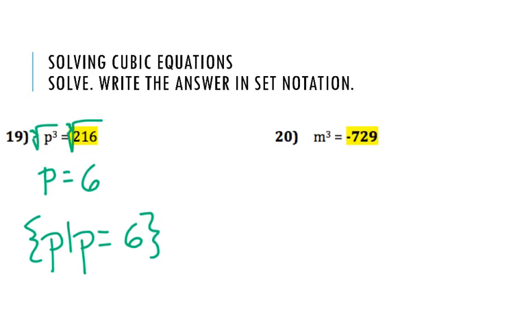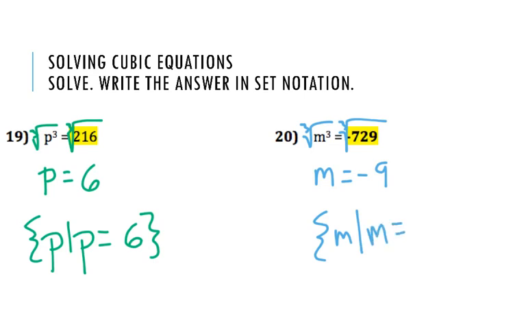And then number 20, m cubed equals negative 729. So again, take the cube root of both sides, and we have m is equal to negative 9. And so writing that in set notation, we say the set m such that m equals negative 9. And then we close with our brace.